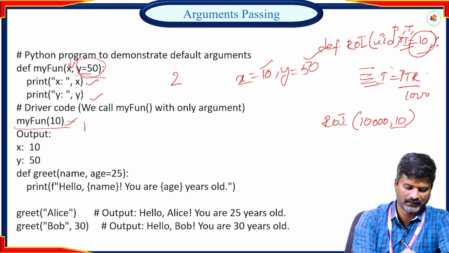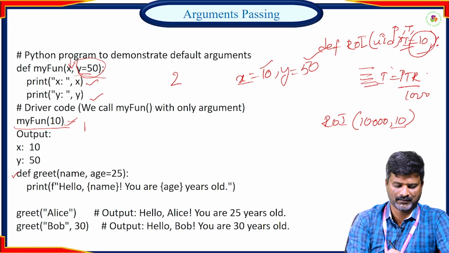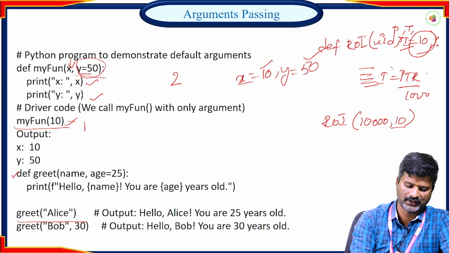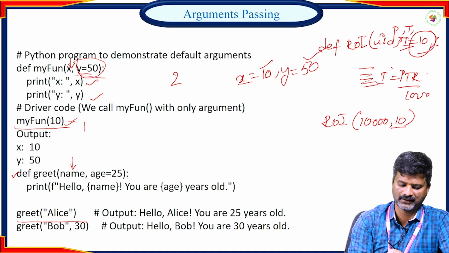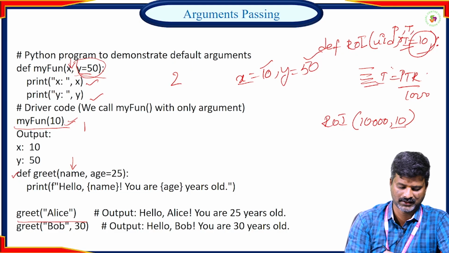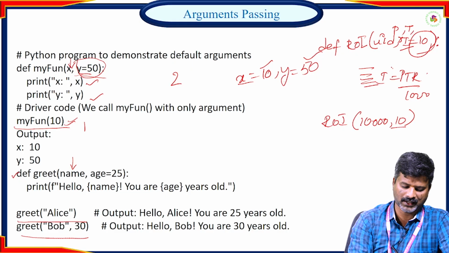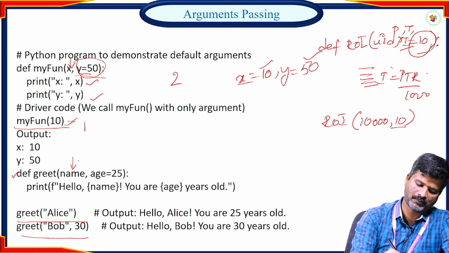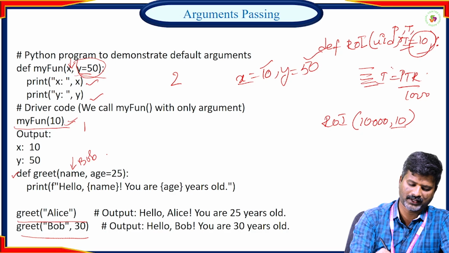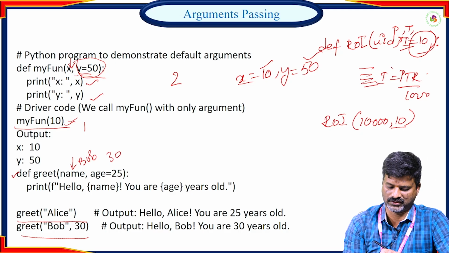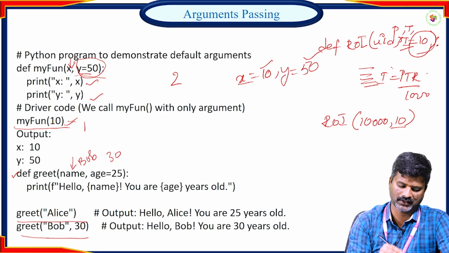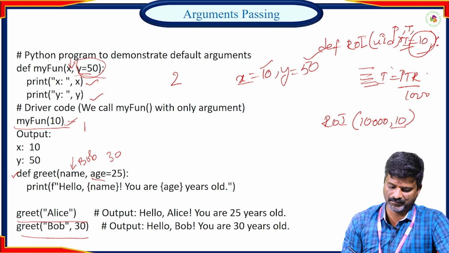If we are not passing that value, automatically it will consider the rate of interest as 10. Similarly, observe the second example here. For the first call, I am calling with only 1 parameter. So in place of name, the alias will be taken and the default value will be considered for age. For the second call, you are passing 2 parameters. Here Bob will be taken, and whatever age you are passing will be stored in the age variable. If you are passing both parameters, those values will be considered. If you are not passing any parameter, the default will be considered.